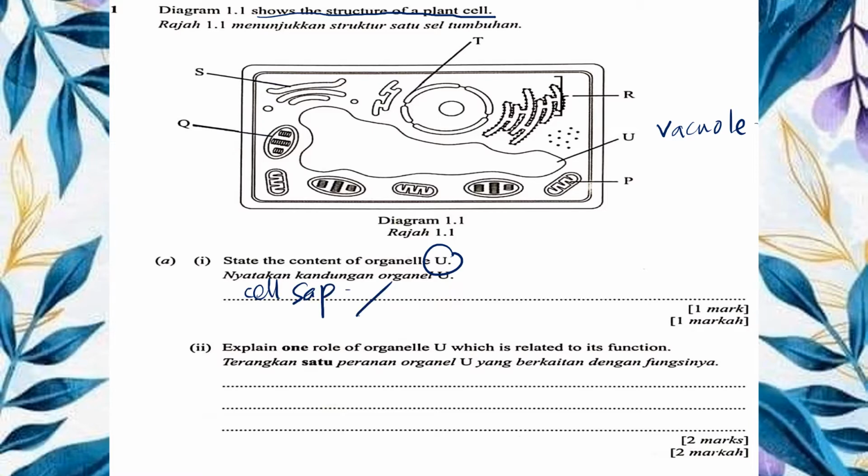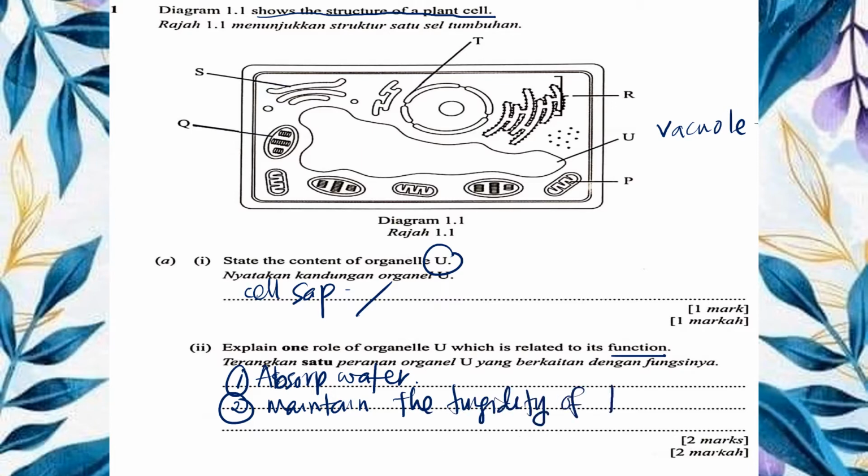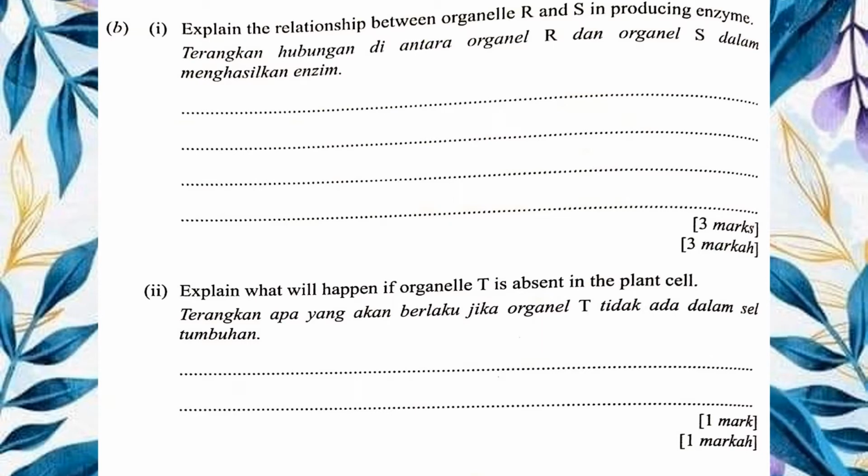Question number 2. Explain one role of organelle U which is related to its function. Basically, the function of U is to store substance in the plant cell. One of the functions is to absorb water. And what is the purpose of absorbing the water in vacuole? It's for herbaceous plant. Basically, water in vacuole is to maintain the turgidity of the plant. Or we also can mention that it helps in plant support.